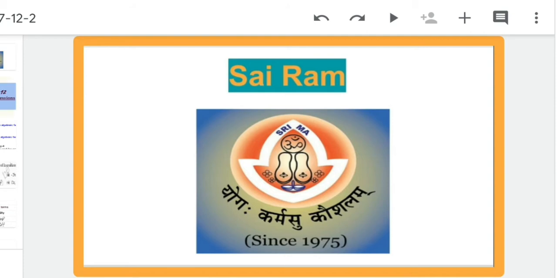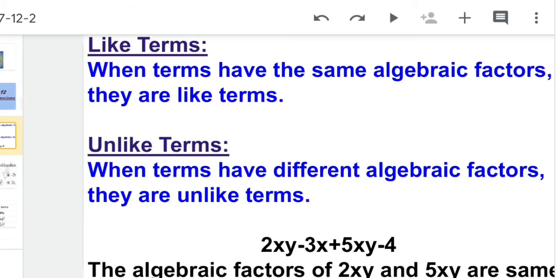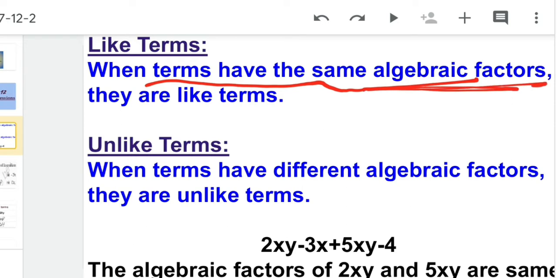So class, as we were in our chapter number 12, algebraic expression, now we will start discussing like terms and unlike terms. Then we will discuss few questions based on these. Now what is a like term? When terms have the same algebraic factors, then they are known as like terms.